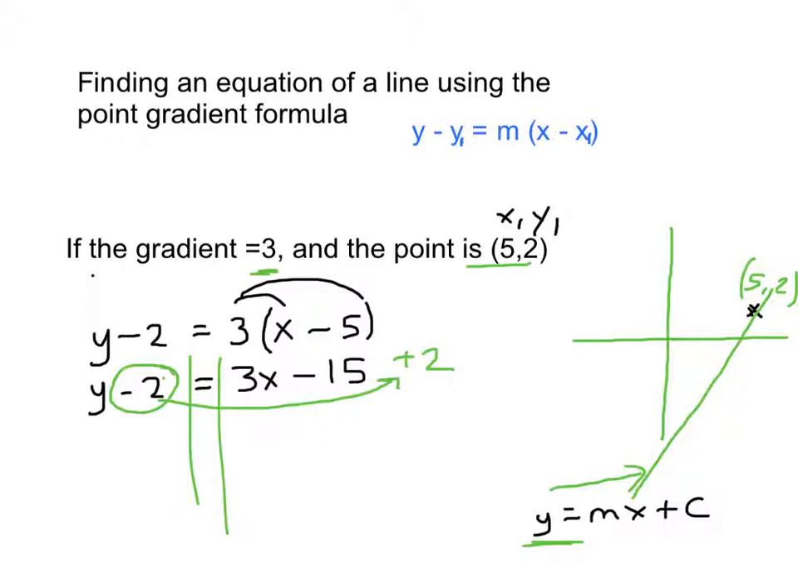Imagine there's kind of a river here. When you go to the other side, it becomes the opposite sign. So my formula would be y equals 3x minus 15 plus 2, which is minus 13. And that looks like the formula at the bottom. My gradient would be 3. My y-intercept down here would be negative 13. And that's what they're asking for. Okay.